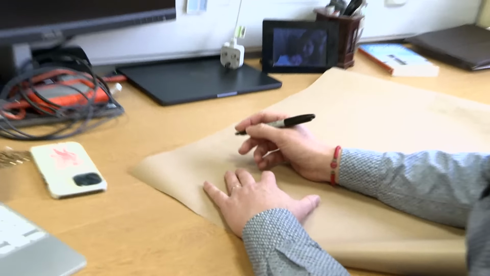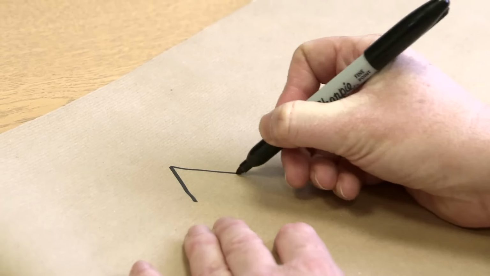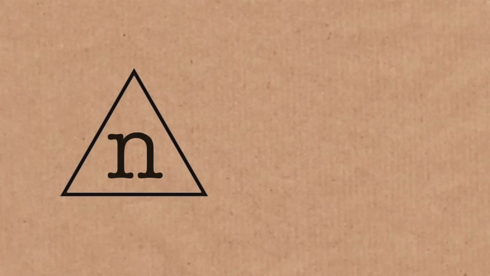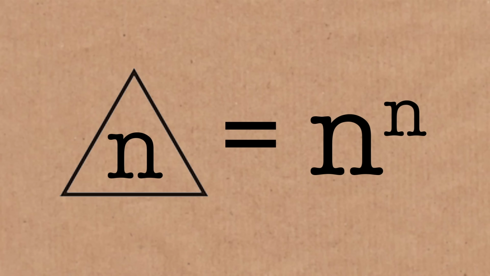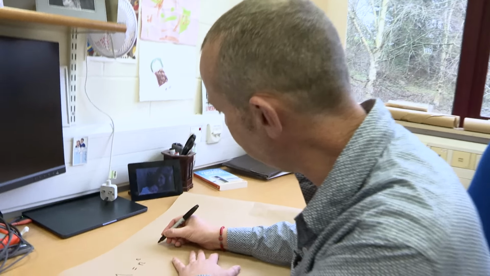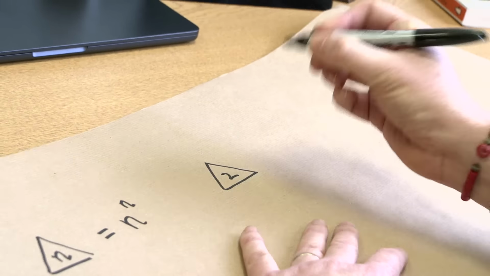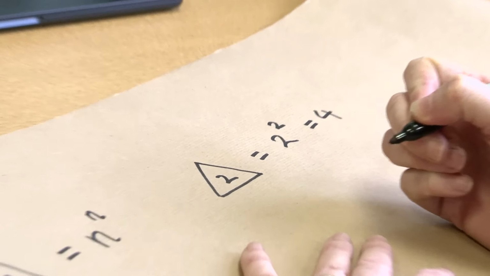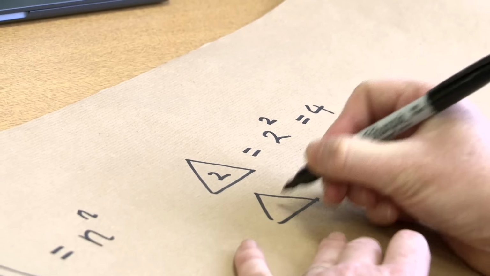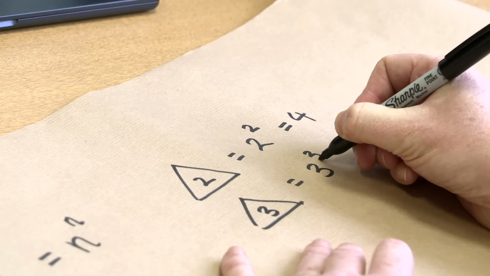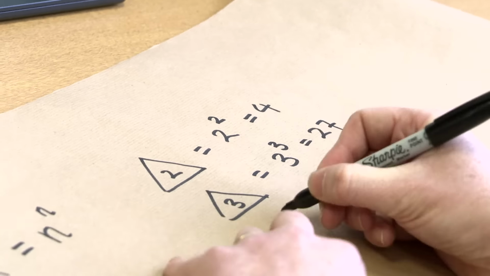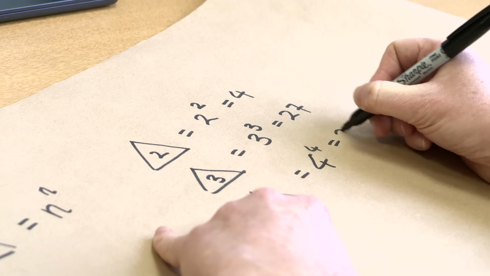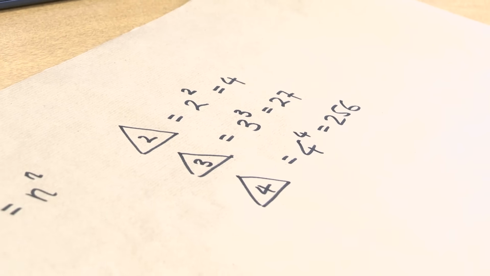So we start with the triangle. If we define triangle of n, which we write like that, then what that means is n to the power of n. It's pretty straightforward. So triangle of 2 means 2 to the power of 2, which is of course 4. If we do 3, that's 3 to the power of 3, which is 27. We can carry on as many as we want. 4 would be 4 to the power of 4, which is actually 256, I think. So you could carry on like this.